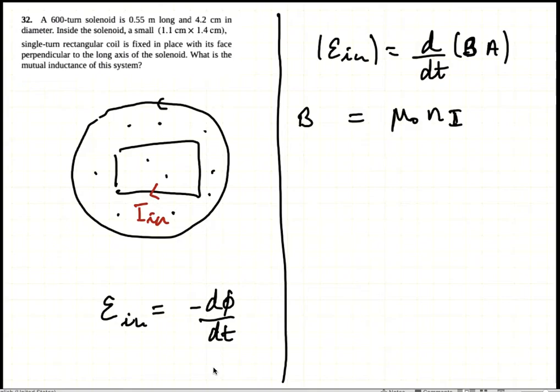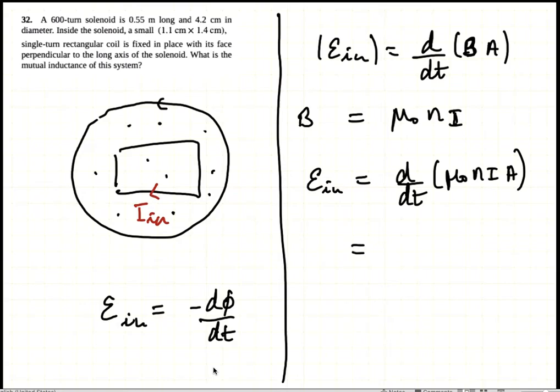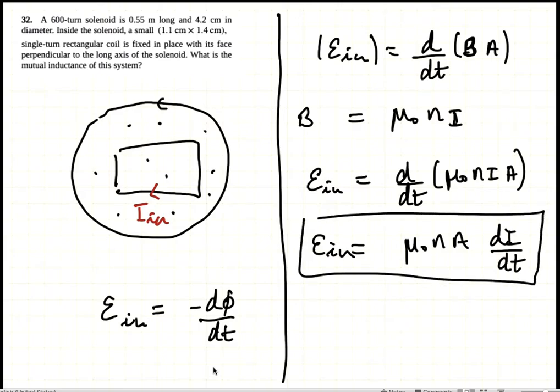Okay, so the induced EMF is d by dt of mu naught n I area, and we're going to change the current, so that equals mu naught n area dI by dt. Okay, so this is the induced EMF from Faraday's law.